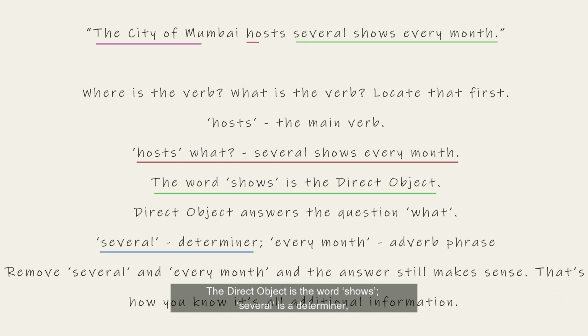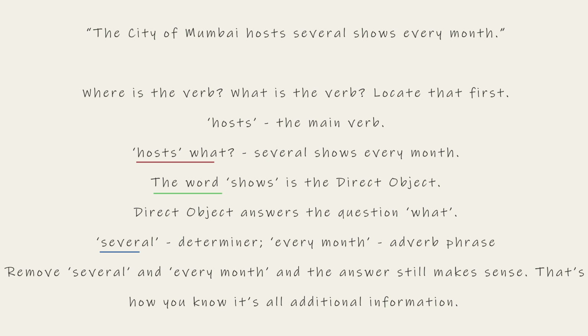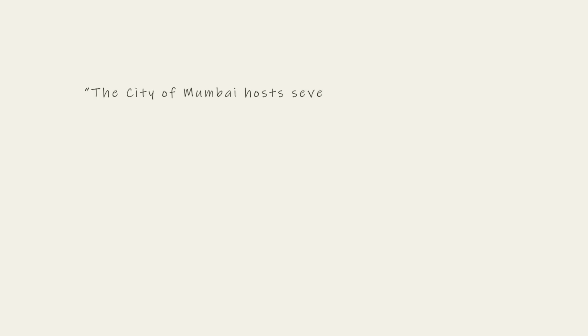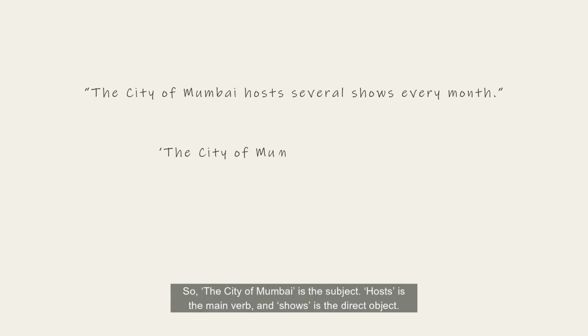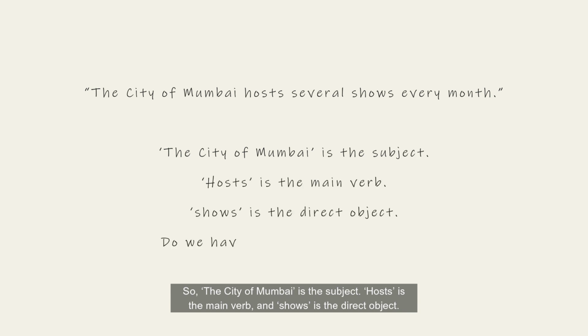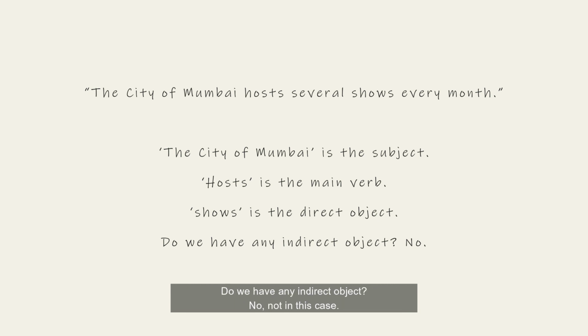Several is a determiner, which you don't have to worry about now. There will be a separate lesson on that too. So, the city of Mumbai is the subject. Hosts is the main verb. And shows is the direct object. Do we have any indirect object? No, not in this case.